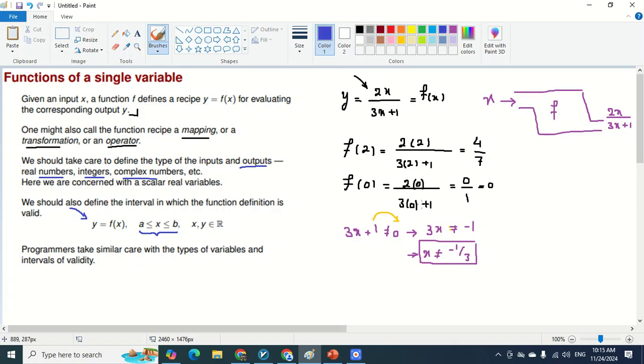So from this conclusion, you can see that the domain of this function, the domain of f, this function that we named f, is equal to all real values, except this value that makes the denominator 0. Means that we should remove -1/3 from all real values to have a valid function. So this is what is going to happen in this case.